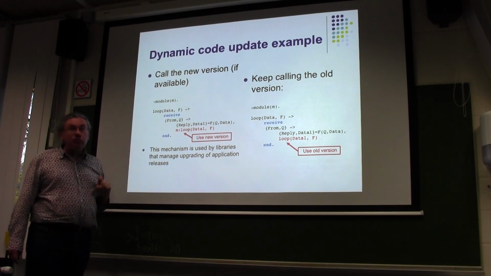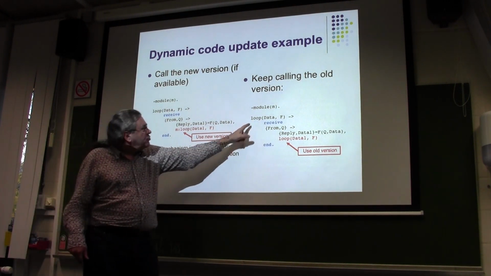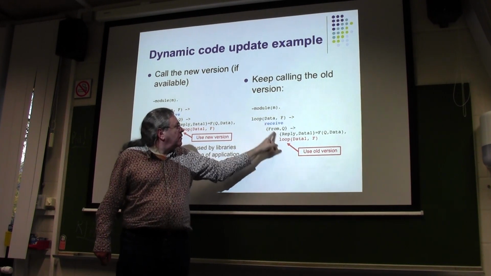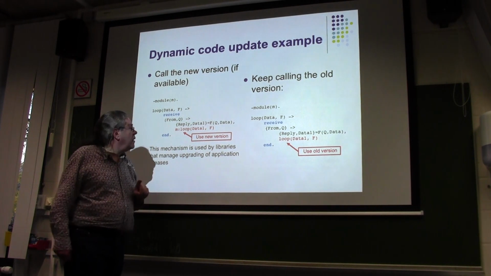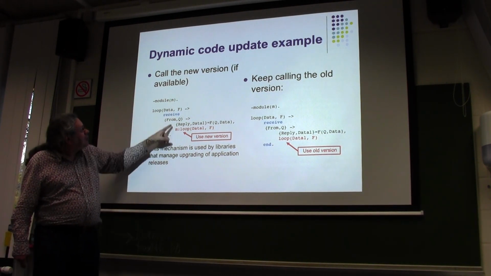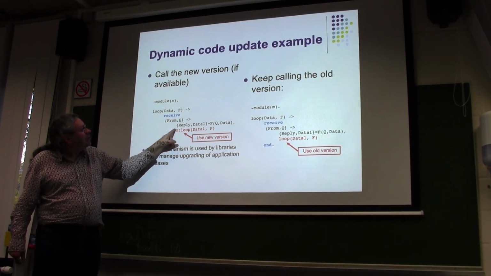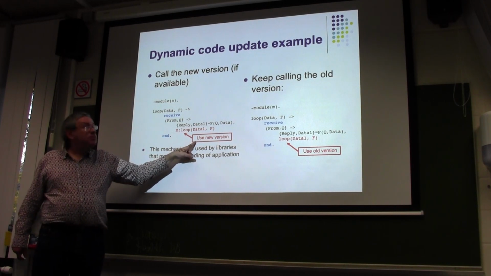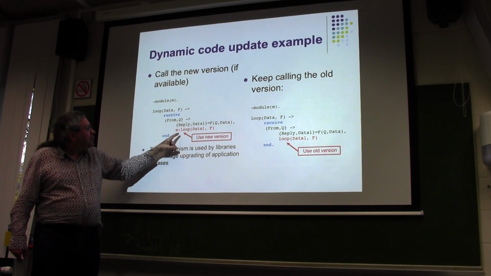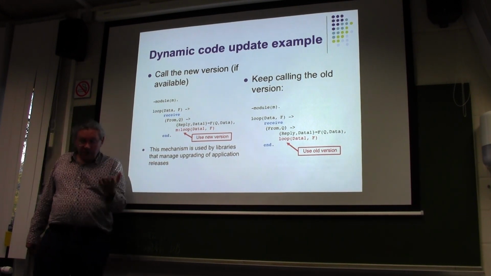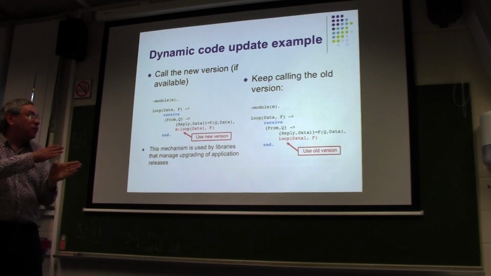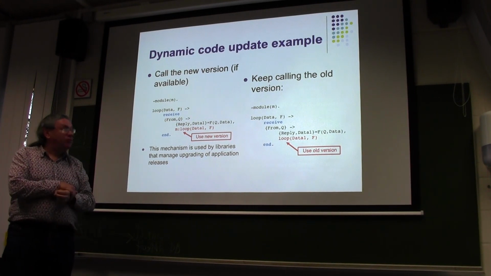Now there's two ways to do it. If I just write it like this, loop calls loop, it will use the old version. But if I say in module m colon loop, that means use the new version. Okay. So that means a running process can decide when it wants to switch from the old version to the new version.